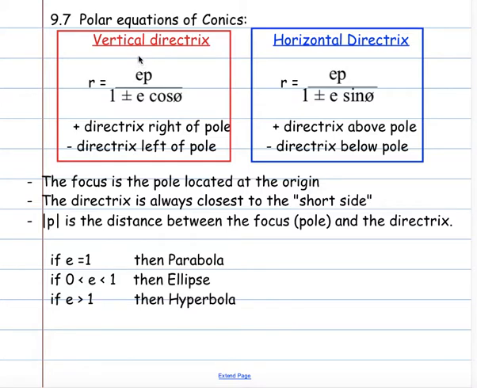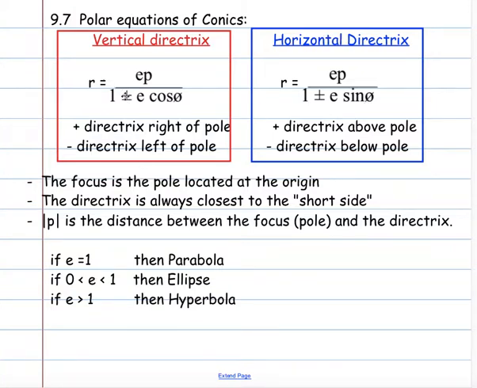You're either going to have a vertical directrix or a horizontal directrix. The top of the equation is EP for both of them. The bottom of the equation is 1 plus or minus E for both of them. The only difference is cosine versus sine. So a vertical directrix is going to have cosine and a horizontal directrix is going to have sine.